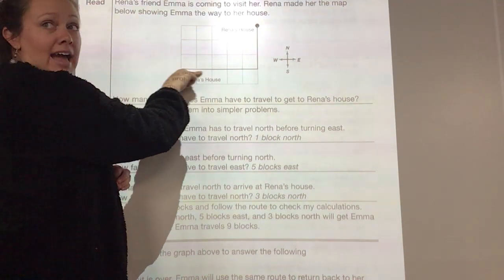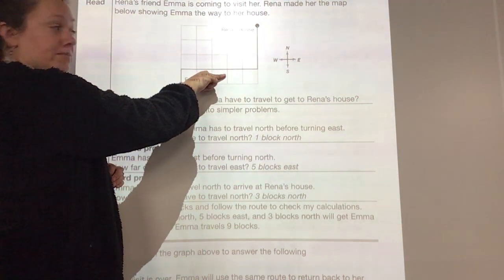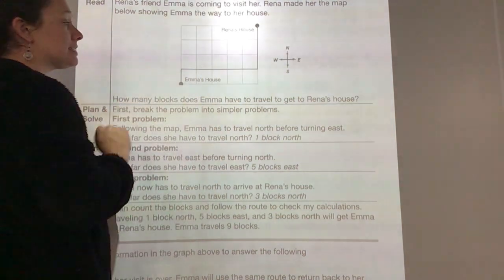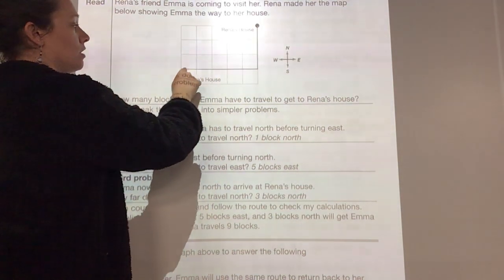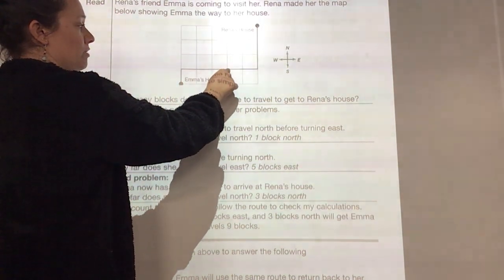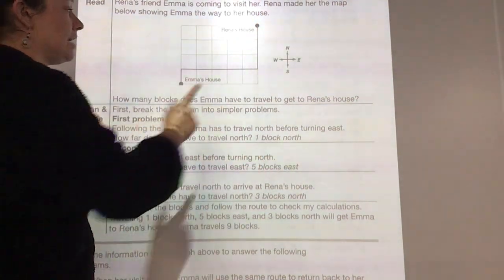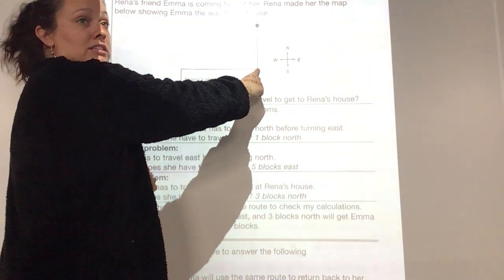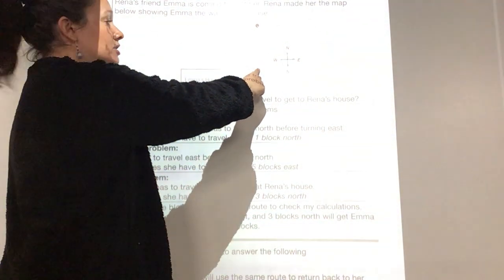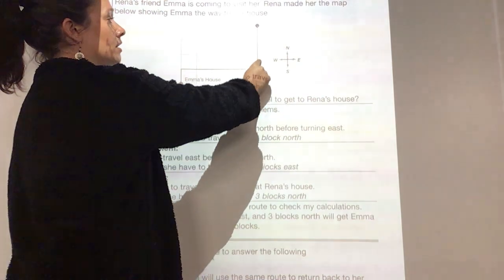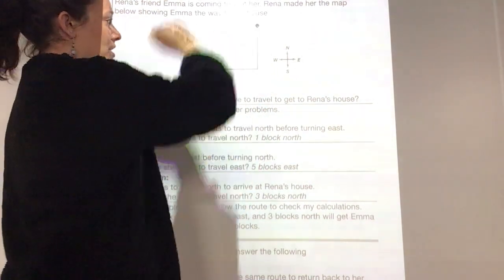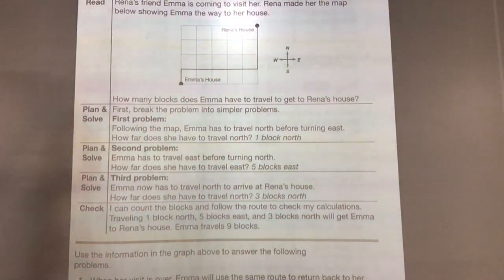Then what direction do I head next? Brooklyn? East. I'm heading east. So next, how many units do I head east? Ready? 1, 2, 3, 4, 5. So 5 units east. And then which direction am I going next? Kara? North. And Justice, how many north am I going? 3 north. Very good. Okay, so you need to make sure you're specific using those directions. And I know you guys have practiced those in social studies too.